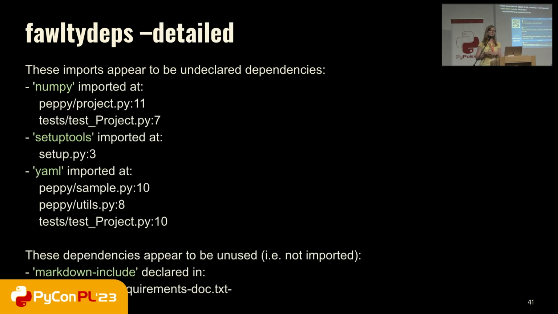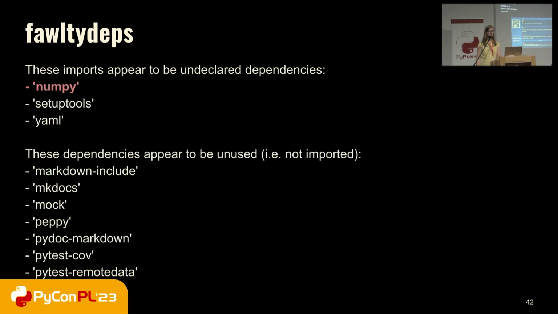Of course, FawltyDeps comes with a lot of knobs, so you can adjust the display, adjust the verbosity, and a lot of other stuff. So for example, you can inquire more about the project you are in right now and see in which files, in which line a particular dependency is used.